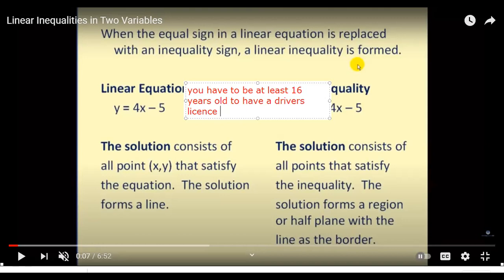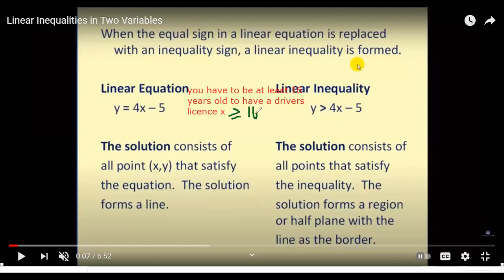You have to be at least 16 years old to have a driver's license. Could you please give me an inequality for the person to have a license to drive the car? Yes, Uta? X more than or equal 16. X more than or equal 16, exactly. So X should be more than or equal 16, right?